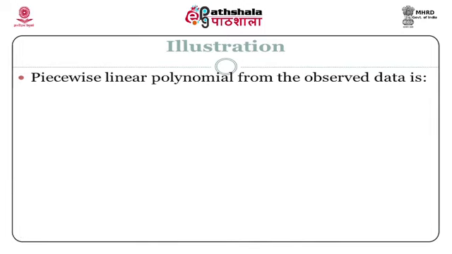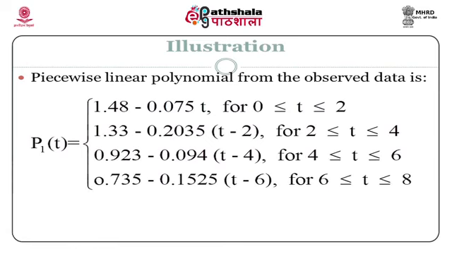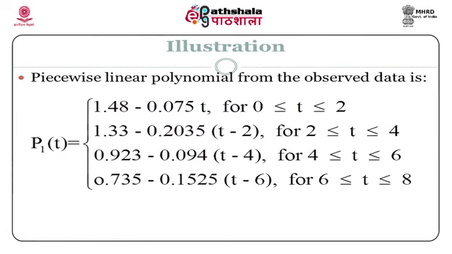If instead of using an interpolating polynomial of degree 4 we use piecewise linear polynomial interpolation, then your P1(t) will be given by 1.48 minus 0.075t for the time between 0 and 2, 1.33 minus 0.2035(t minus 2) for time between 2 and 4, 0.923 minus 0.94(t minus 4) between 4 and 6, and then 0.735 minus 0.1525(t minus 6) for time between 6 and 8.